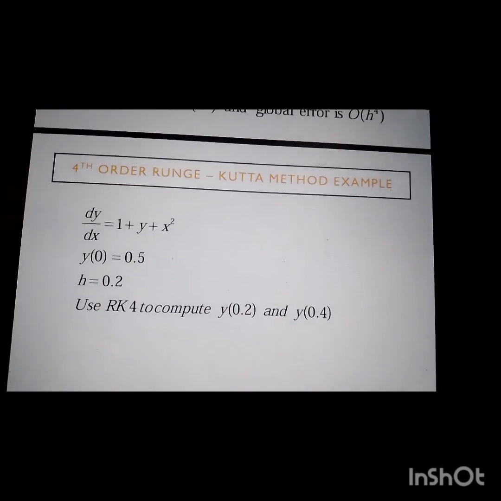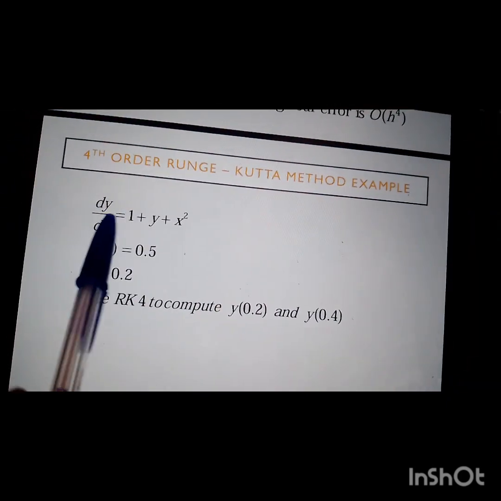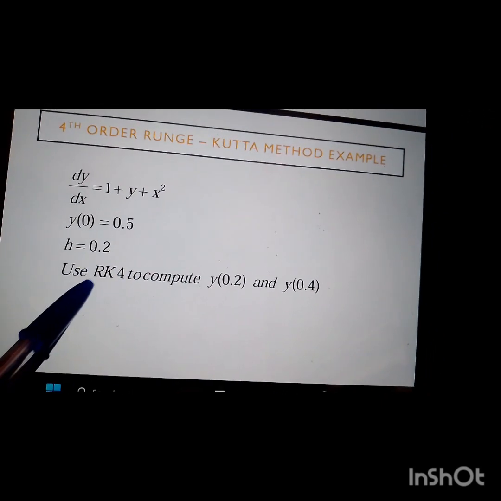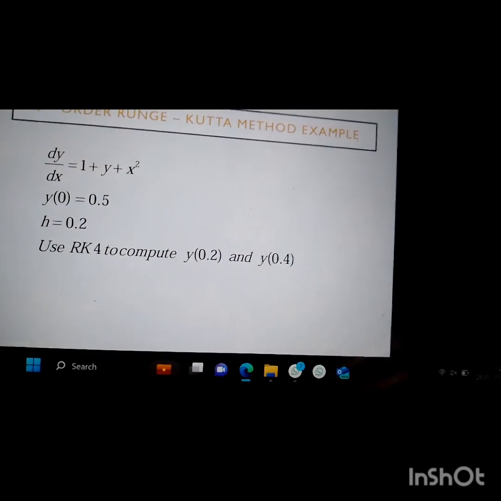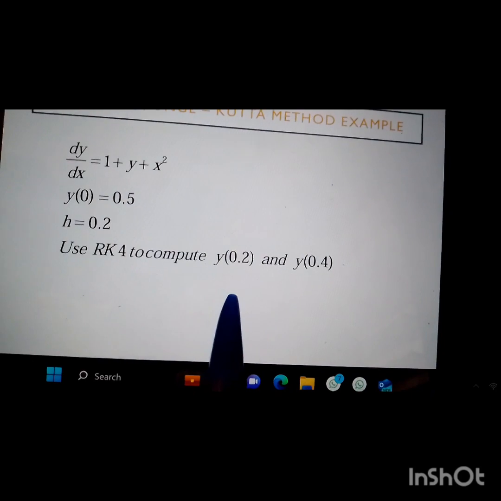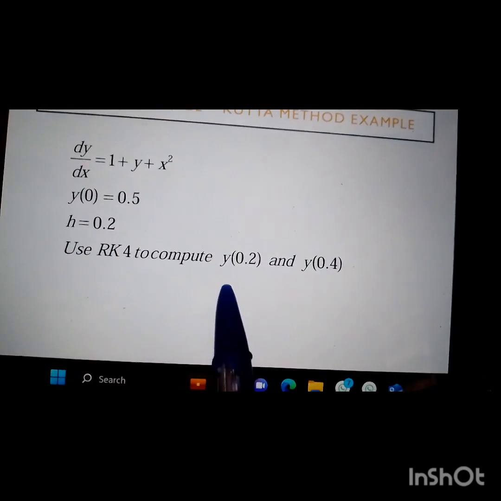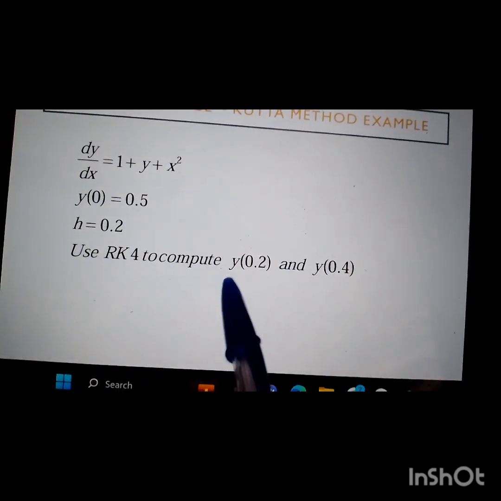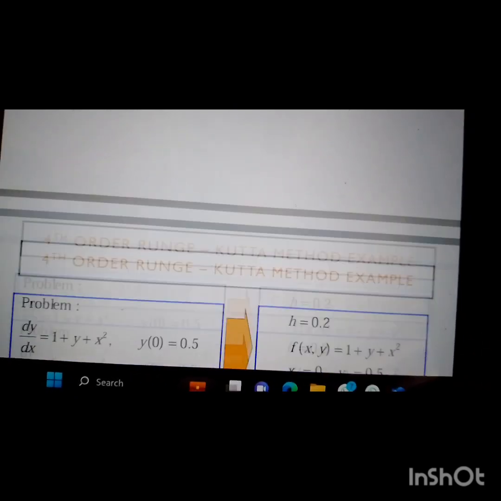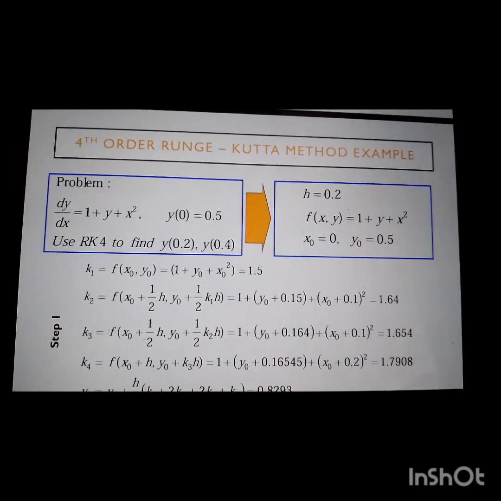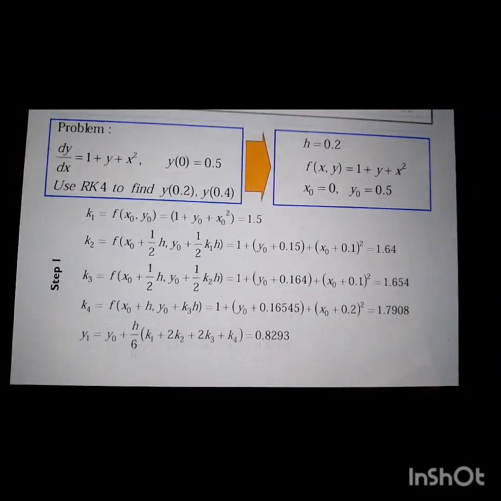So let's just go through an example. Assume he gives you dy/dx = 1 + y + x squared, and then he asks you to use the fourth order Runge-Kutta with step size 0.2 and y of 0 equals 0.5. So this is your x0, x1, x2. This part is just trying to give you what the parameters are.